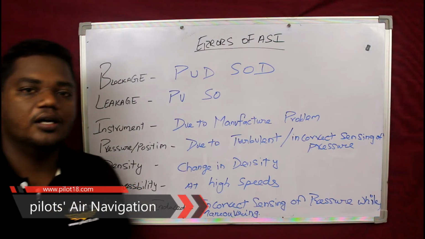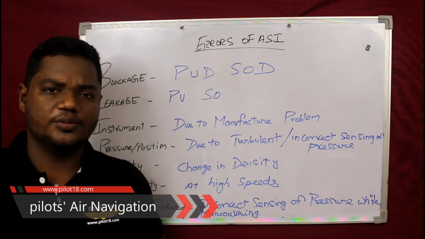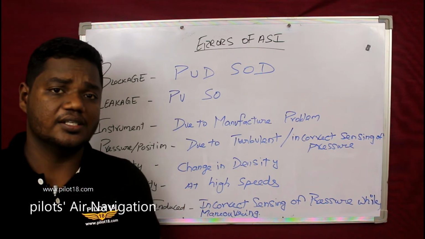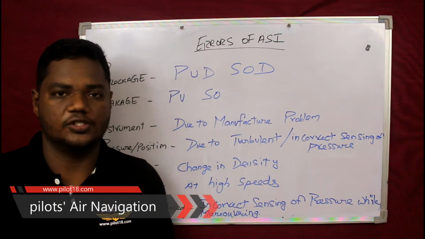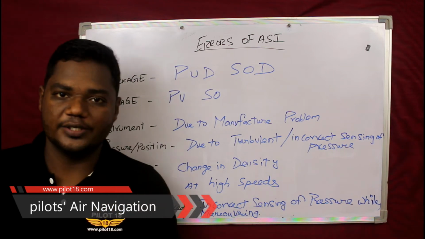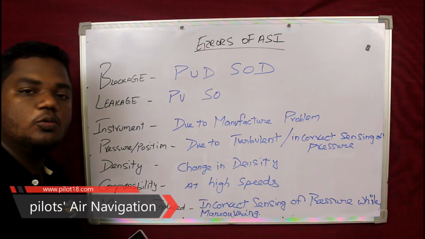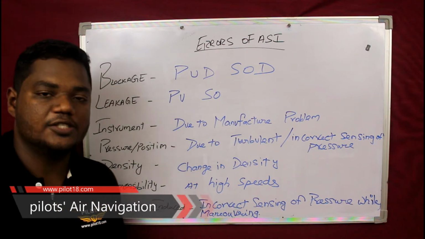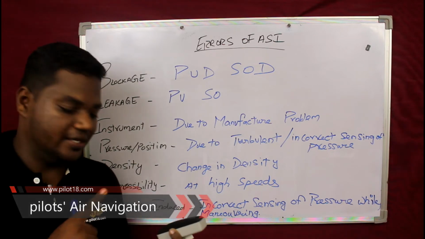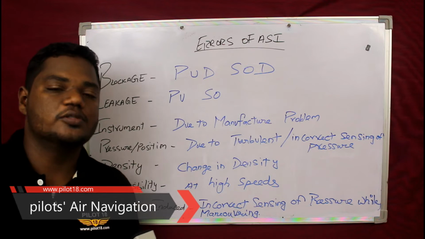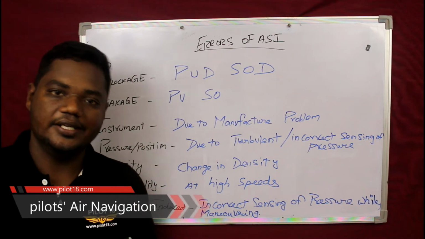Now we're going to see errors of the ASI, airspeed indicator. Obviously it's an instrument, so no instrument in this world has perfectly accurate readings; there will always be some kind of errors. So the errors are, number one, blockage. The main sources for the airspeed indicator to work are the pitot to sense the total pressure, and the static vent to sense the static pressure, so that they cancel the static and display the reading accurately.